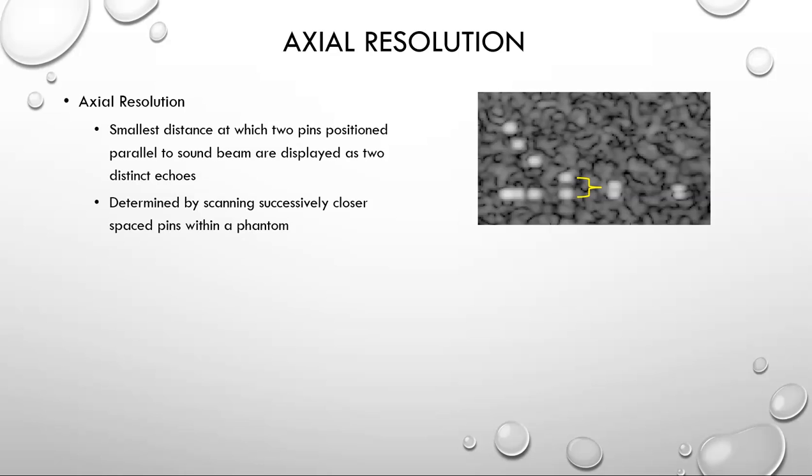Axial resolution is detail resolution in which the smallest distance at which two pins positioned parallel to the sound beam are displayed as two distinct echoes, as we see in these images. These reflectors cannot be separated completely. These can. And these, of course, in the vertical certainly can.